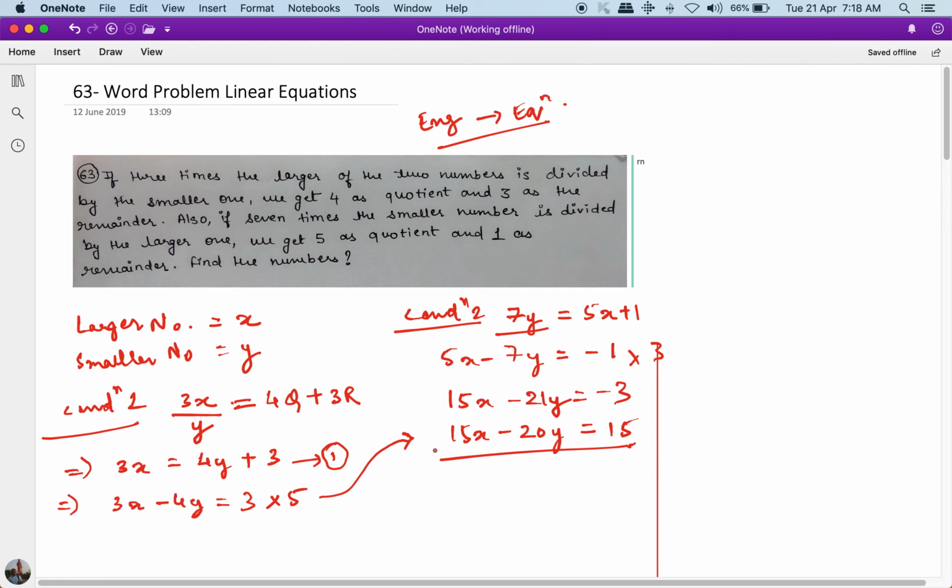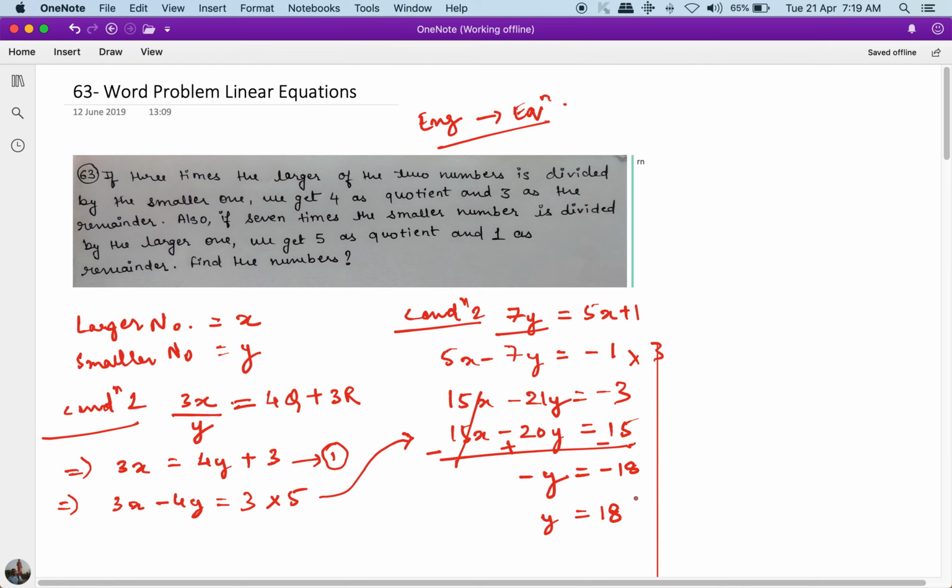Now if I subtract, this one becomes minus, this becomes plus, and this becomes a minus. So the x terms get cancelled, and I get minus y is equal to minus 18, or we get y is equal to 18.